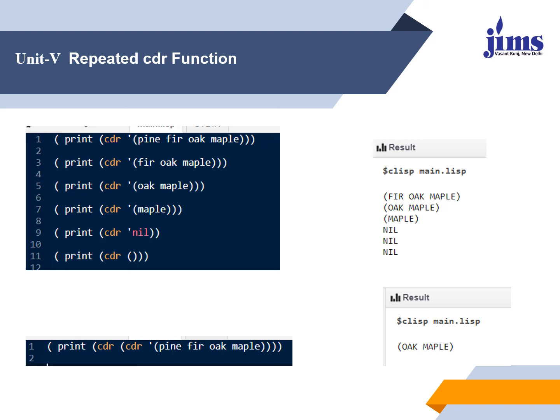And here is another example where we have used two CDRs at one time. First of all, I am saying CDR of pine fir oak maple, so it will return fir oak and maple. And again I am applying CDR to it, so what will it return? Oak and maple. So this is the output. So you can use nested CDRs also.